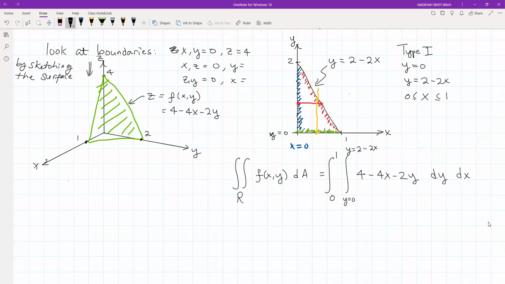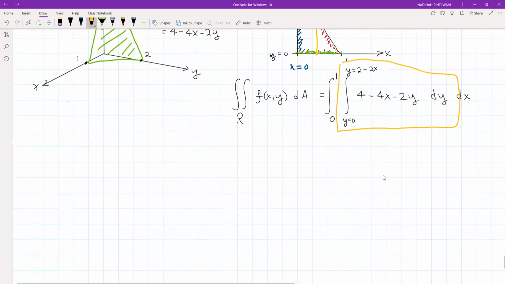Okay. So please be careful with this. You can see that because the limit is for y, it should be dy first, and then the outer limit is for dx. So dx is the outer part. Okay, so we can now solve that.